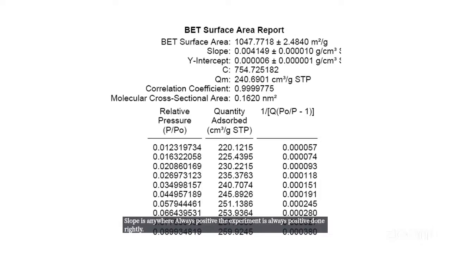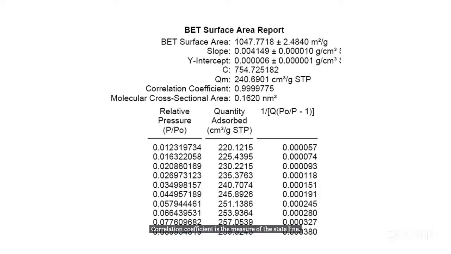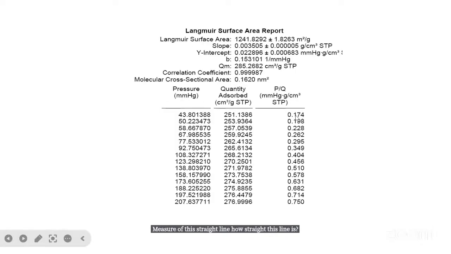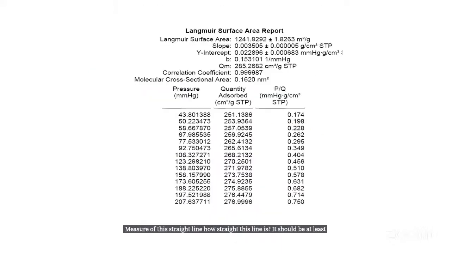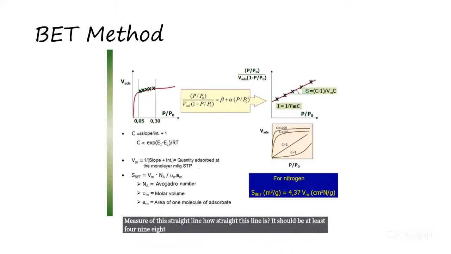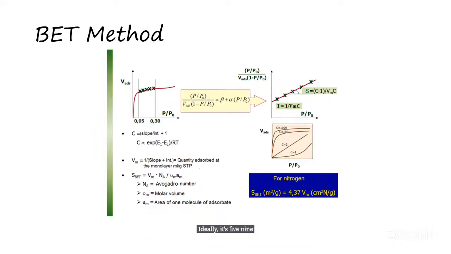Correlation coefficient is the measure of the straight line. Okay. Measure of this straight line. How straight this line is. It should be at least 0.98 or 0.97, let's say, that should be the limit. Ideally 0.99, 0.999.